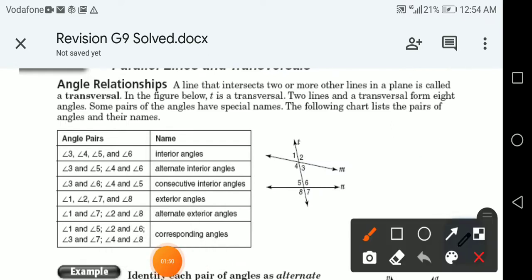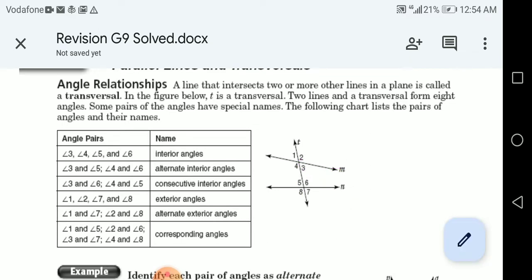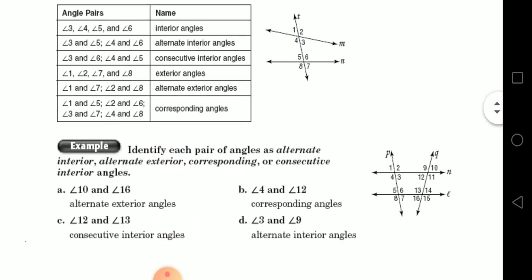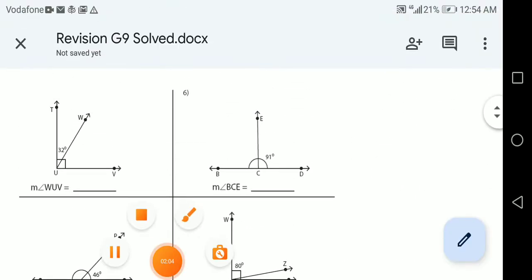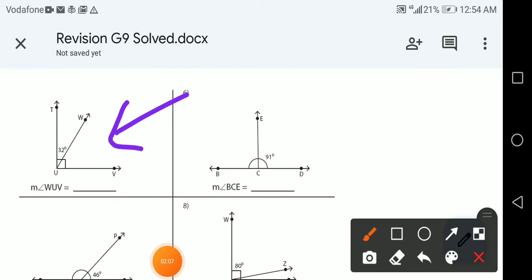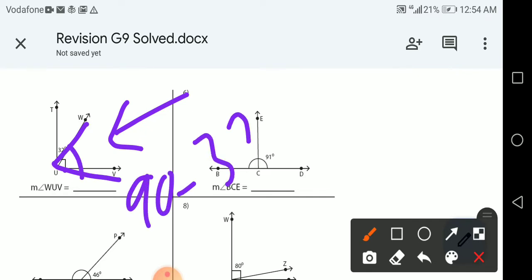What about here? If I have here this corresponding, the letter F is corresponding. So 3 and 7 are corresponding angles and they are equal. So if I have here in this one, this is complementary. This box we know is 90 degrees, perpendicular. So if I ask you about angle WUV, the angle is 90 minus the given 132.